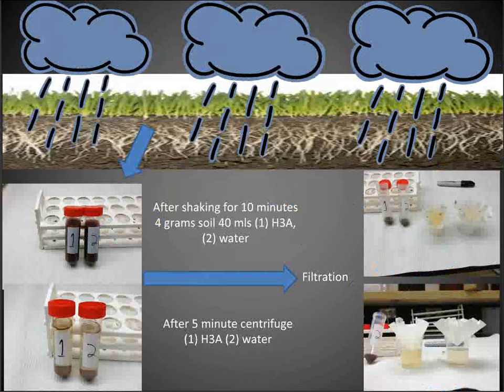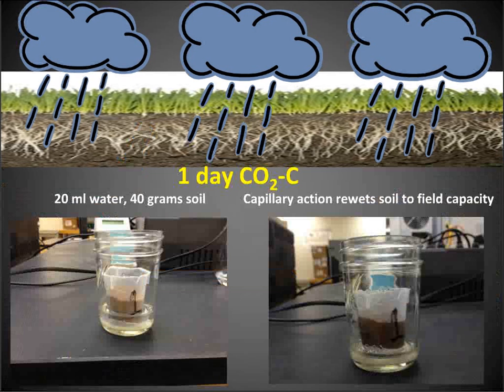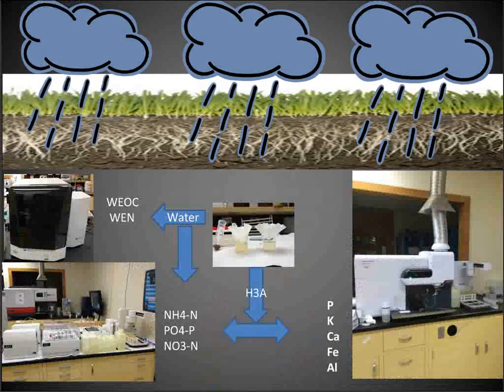This is to show you what it looks like. This is after we shake it for 10 minutes on the upper left. We use both my extractant and water for every sample, and then we shake it, we centrifuge it, and then we filter it, and that's what it looks like in the bottom right when we're finished. We take 40 grams of the soil, put it in 20 mils of water. There's holes in the bottom of that cup with a filter paper in the bottom of it, and it'll re-wet itself to roughly field capacity. You put the CO2 paddle in there and get your respiration.